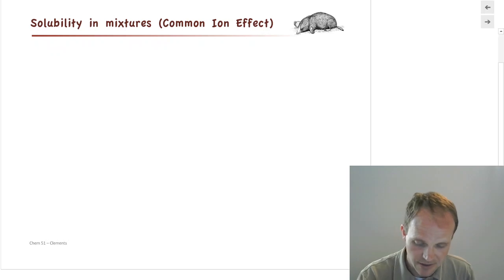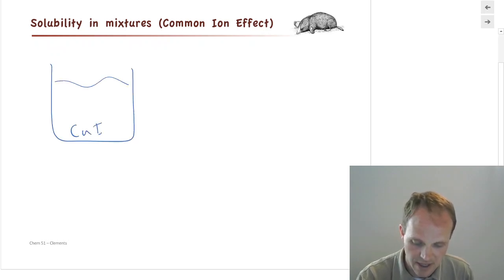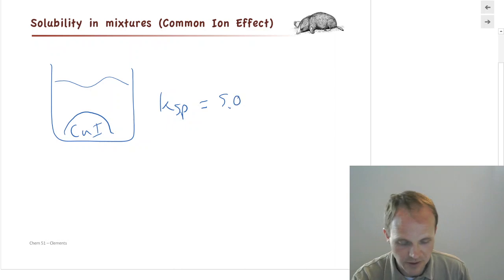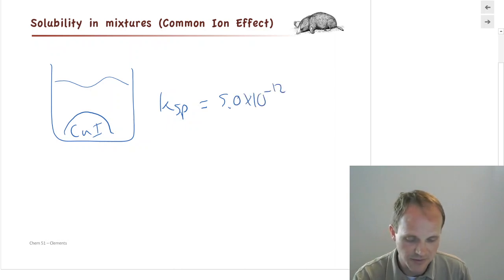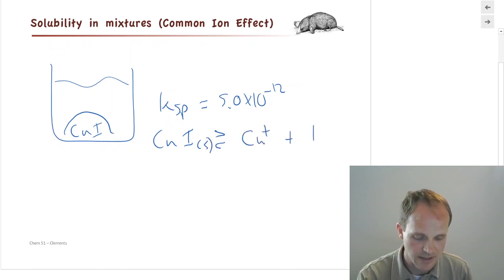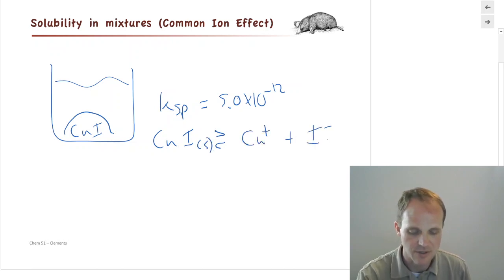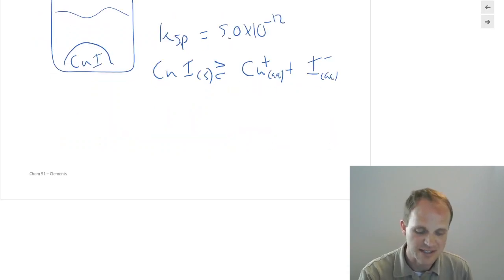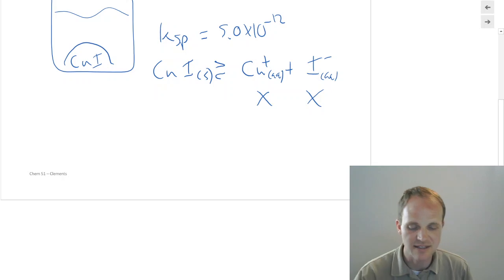So let's take a beaker here, and we're going to put some copper(I) iodide at the bottom. Copper(I) iodide has a Ksp of 5.0 times 10 to the minus 12th. We know that it's going to break apart into copper(I) plus and iodide ion, which are aqueous. And if we did our ICE table, we end up with the x and the x here.